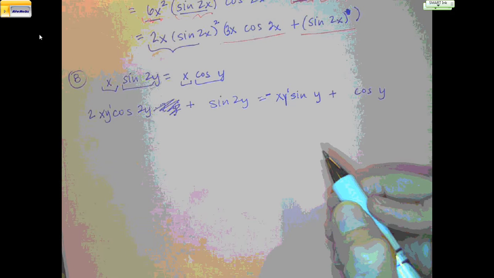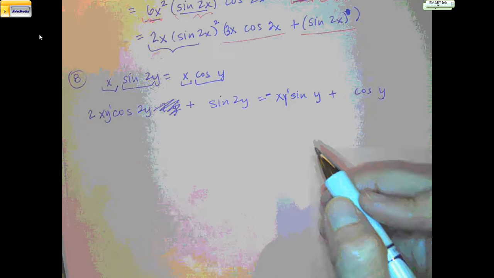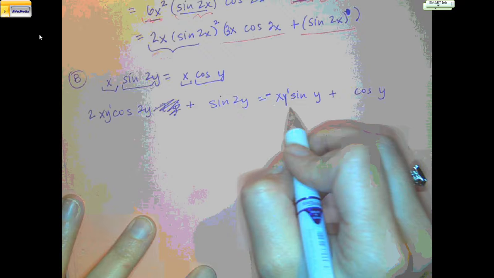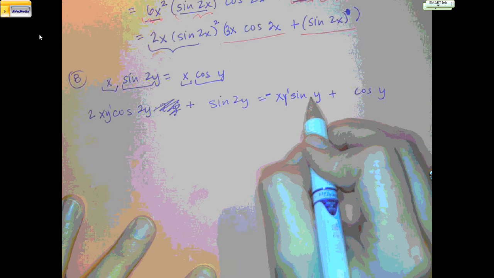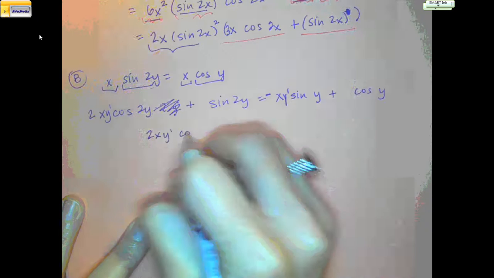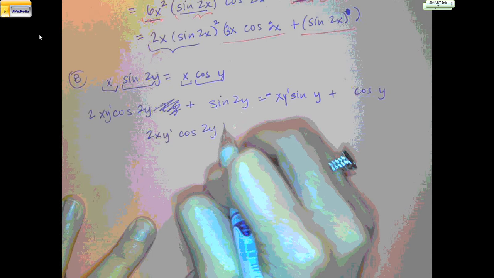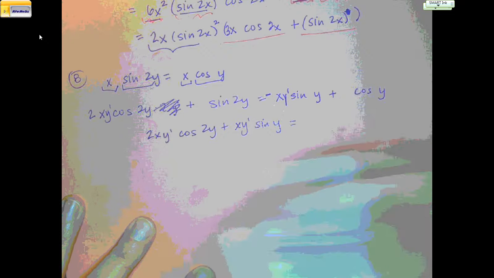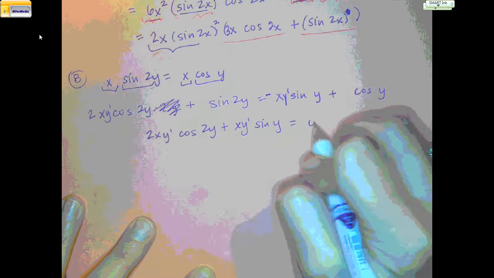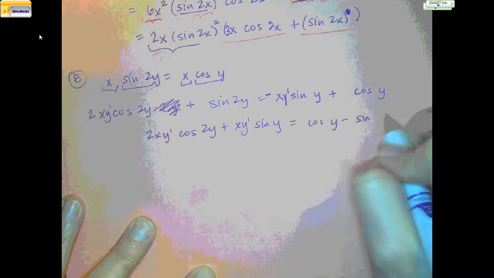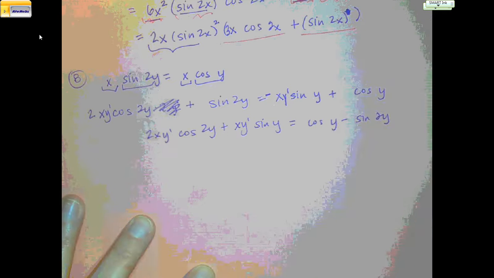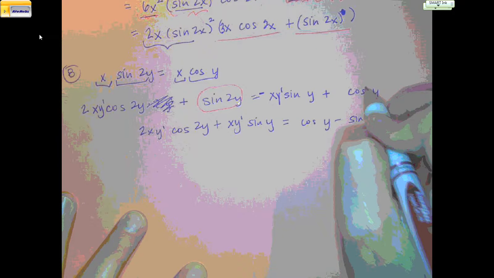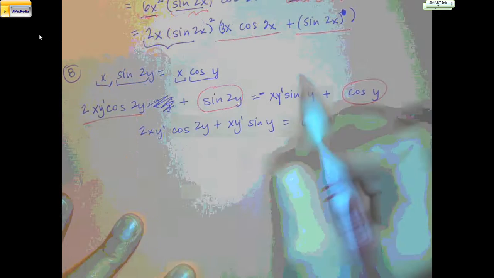Now what do I need to do? Yeah, get all your y primes on the left and get everybody else on the right. So I'm going to add x y prime sine y to both sides, so that I have 2x y prime cosine of 2y plus x y prime sine y equals, I'm going to subtract my sine 2y from both sides. So I have cosine y minus sine 2y. Everybody with me? So these guys go to the right-hand side because they don't contain a y prime. These guys go on the left because they do contain a y prime.